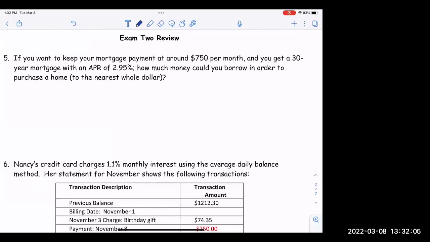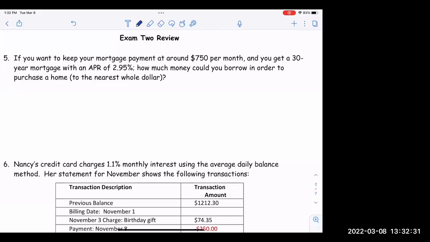So this one says, we're doing a mortgage problem. It says if you want to keep your mortgage payment at around $750 per month, and you get a 30-year mortgage with an APR, which stands for average annual percentage rate of 2.95%. How much money could you borrow in order to purchase a home? And it wants it to the nearest whole dollar.